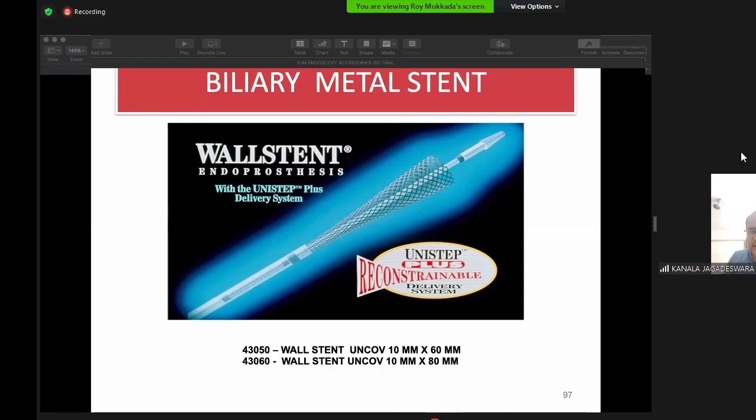Partially covered, fully covered, and uncovered, and one more will be biodegradable stents also. Okay, but we asked metallic. If you are asked what are the different types of stent, we can say metallic, plastic, biodegradable. Here it is a metallic stent, therefore fully covered, partially covered, uncovered. What are the indications for each? Sir, fully covered metallic stent is most commonly for biliary strictures, or any biliary leak, such as post laparoscopic cholecystectomy injury.